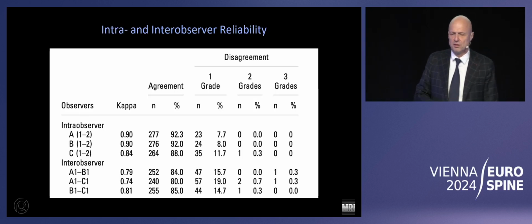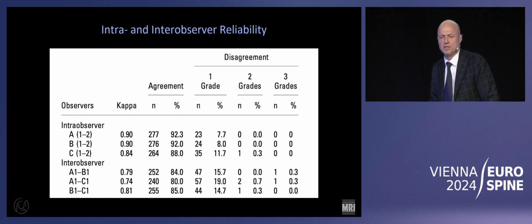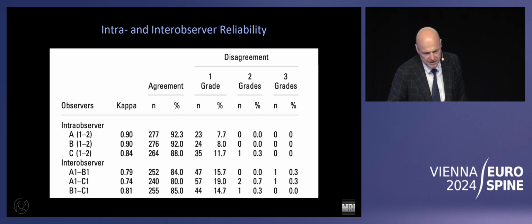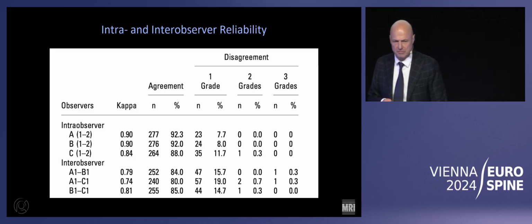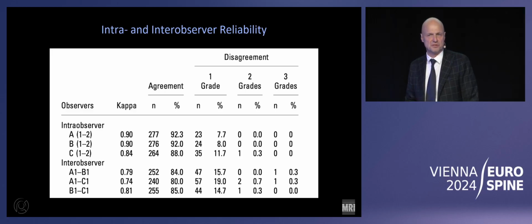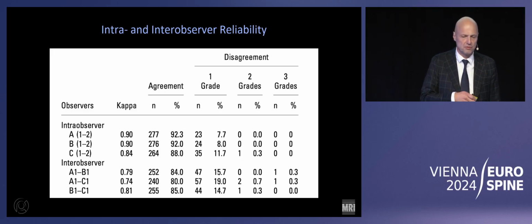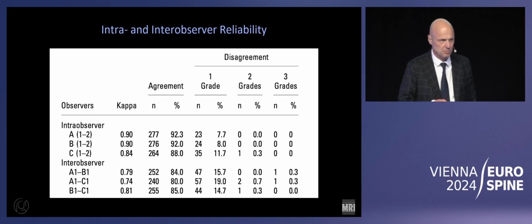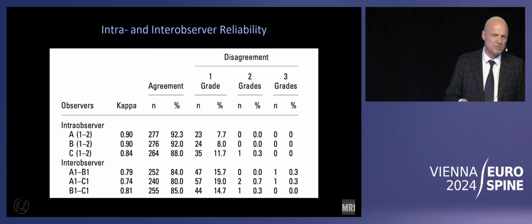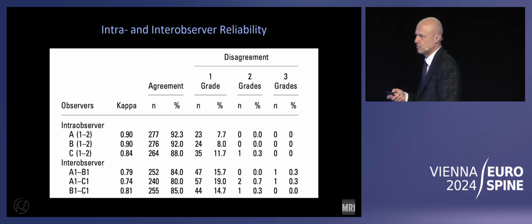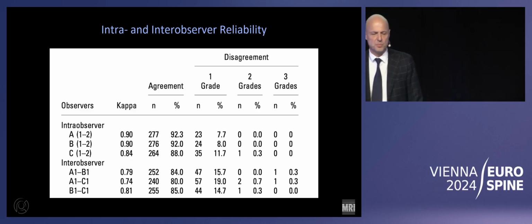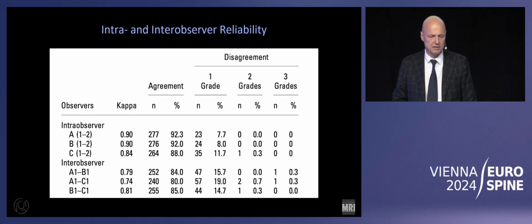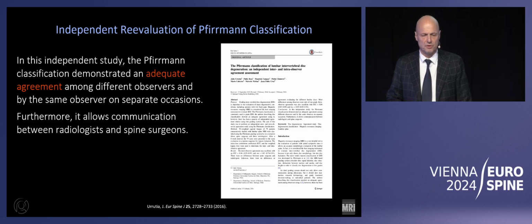This is the intra- and inter-observer reliability from the original paper, and you can see the kappa values are okay. Looking into details, you can see that for intra-observer, about 10% disagreement was there. For inter-observer, up to 20% disagreement was there. The performance is okay, but it's clearly not perfect. This has been repeated and re-evaluated several times. This is one of the papers coming to almost the same conclusion.